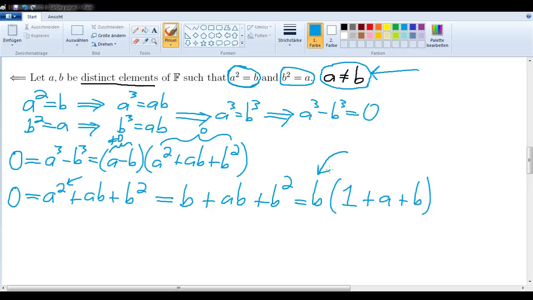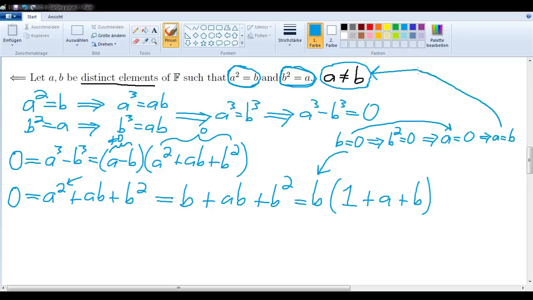So now we need to ask ourselves, can b be equal to 0? Well, let's assume just for a moment that b is equal to 0. That would imply that b squared is equal to 0. And since we know that b squared is equal to a, that would mean a is equal to 0. So these two parts taken together would mean a is equal to b, which it's not. So we have a contradiction, and we see that indeed b is not equal to 0, which means this must be equal to 0. So we have another little equation here, and now we are at our goal.